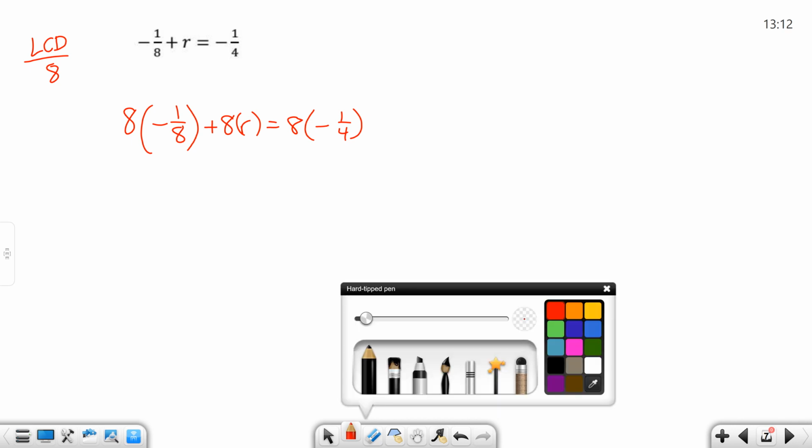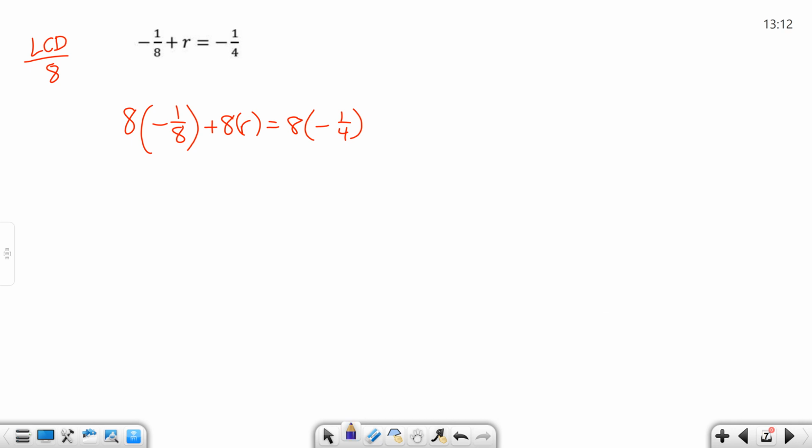So I'm going to remind myself 8's over 1 when it's times a fraction, and these 8's divide out, they become 1s. That whole thing becomes what? Negative 1, right? 1 times 1 over 1 times 1 is 1, with a positive and a negative, it's negative when you multiply. So the whole thing is negative 1. And then plus, I'm not going to put that over anything because it's just times r, so it's plus 8r equals 8 is over 1 here, and that becomes what? 2 over 1.